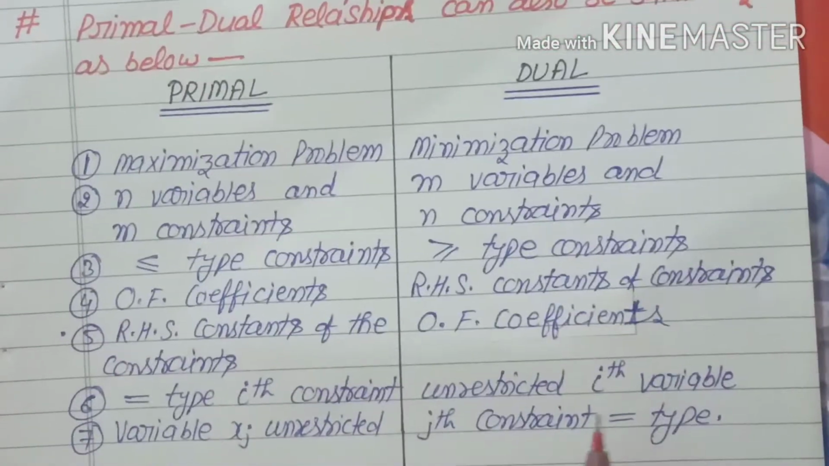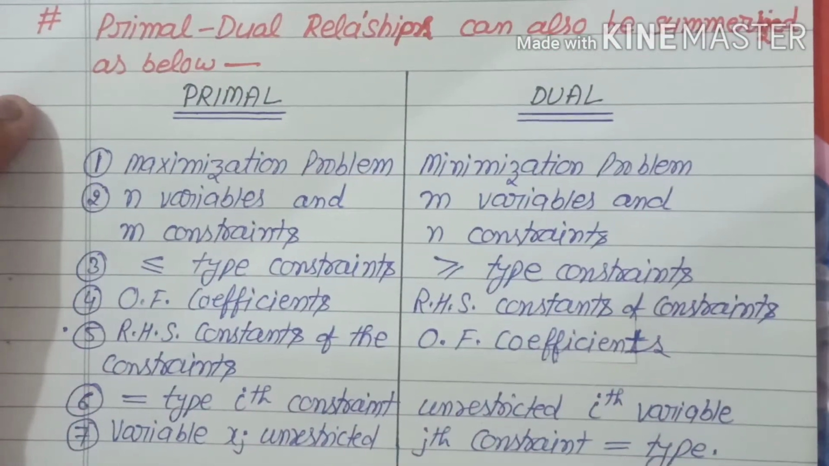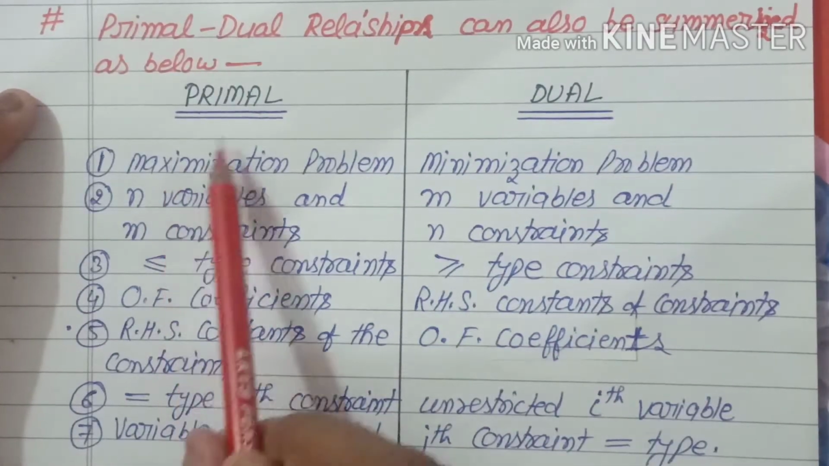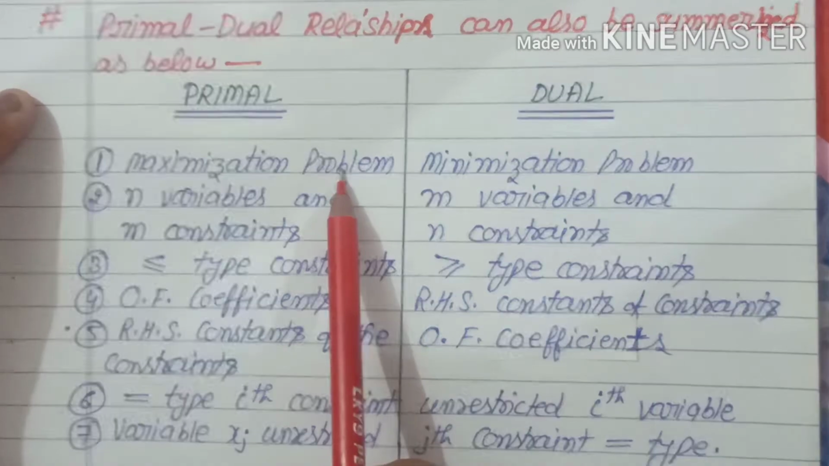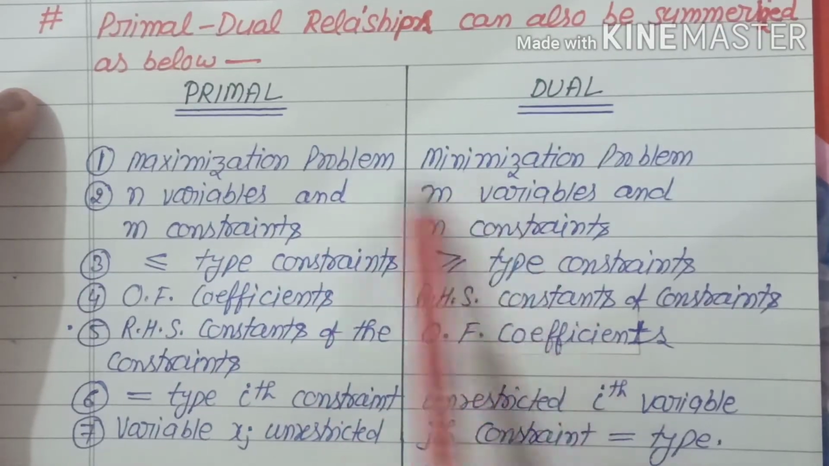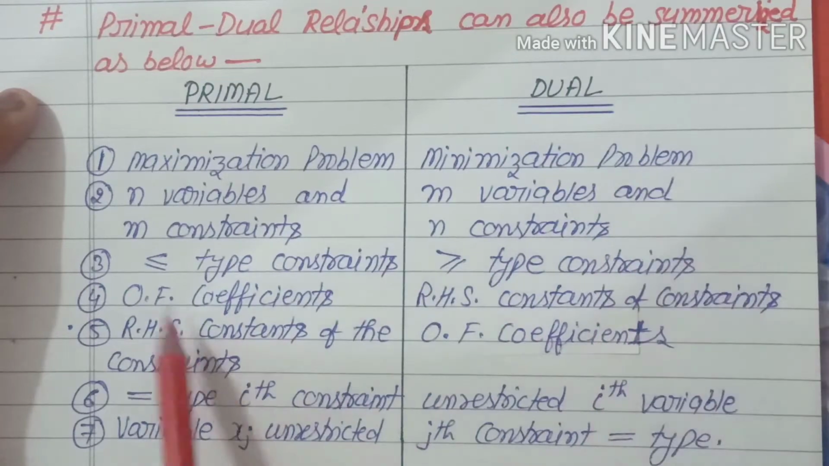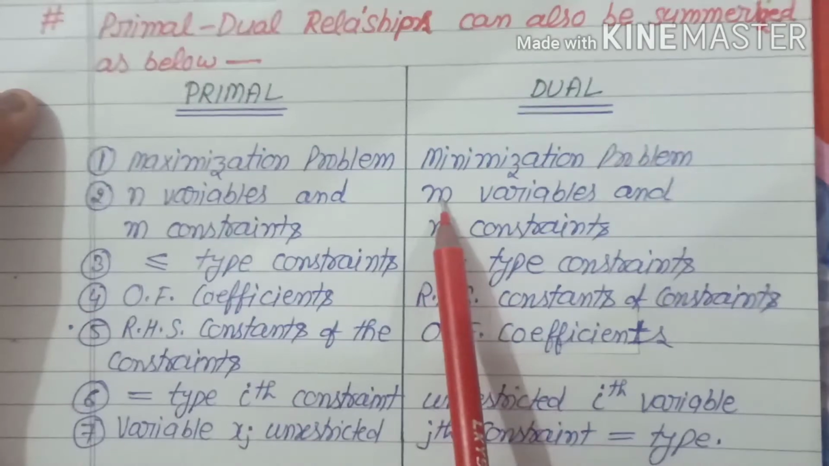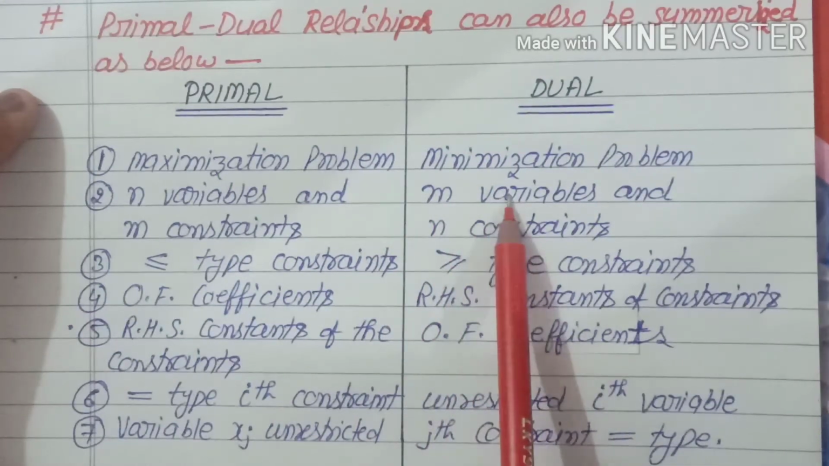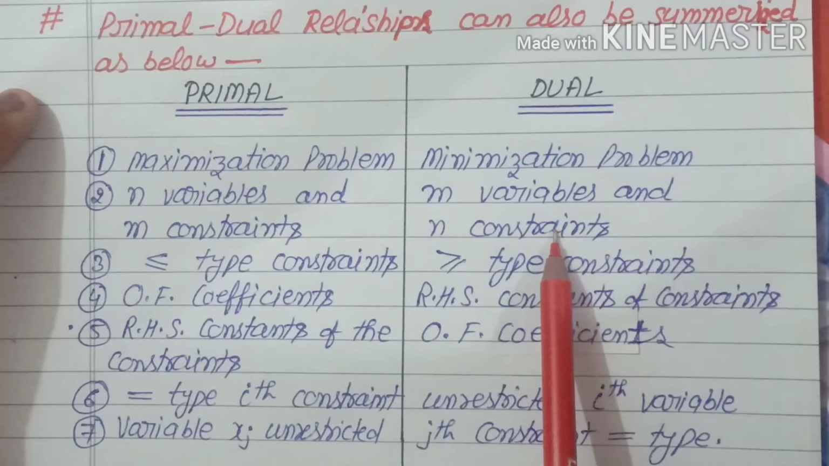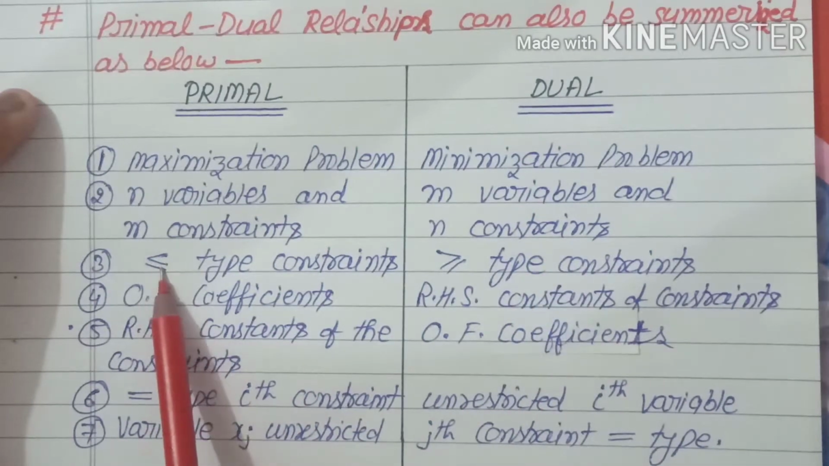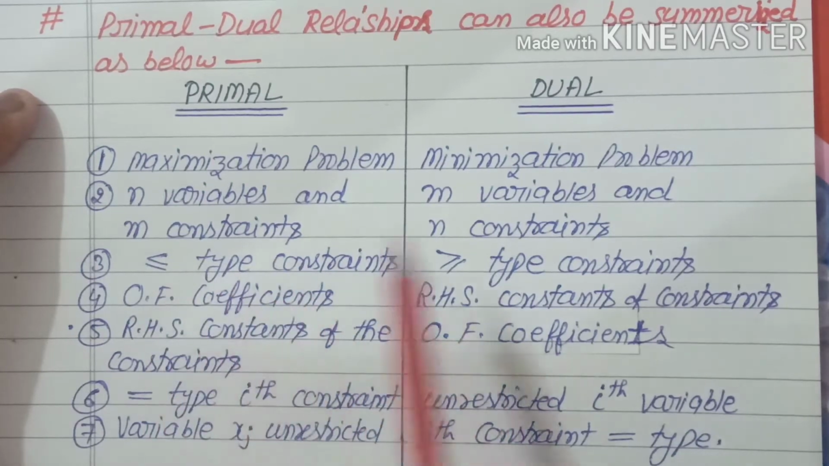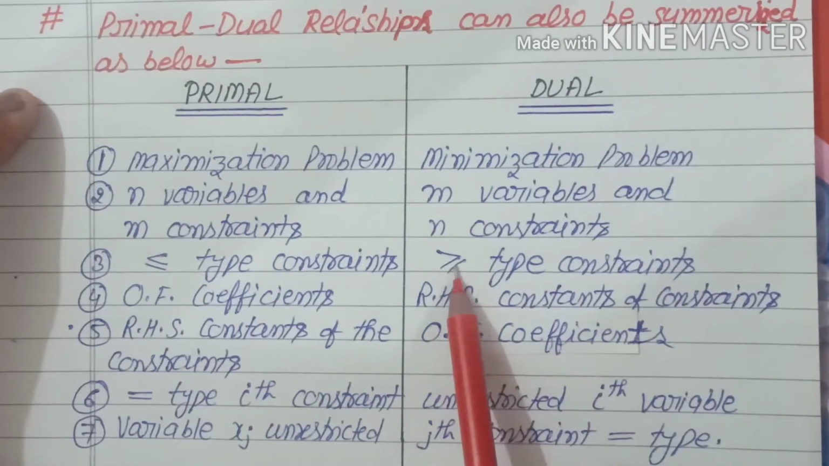Now let us have a look at the primal and dual relationship. If the given primal problem is of maximization type, the dual of this problem will be of minimization type. If it has n variables and m constraints, then the dual will have m variables and n constraints. If the inequality symbols are of less than or equal to type, then in the dual they will become greater than or equal to type.